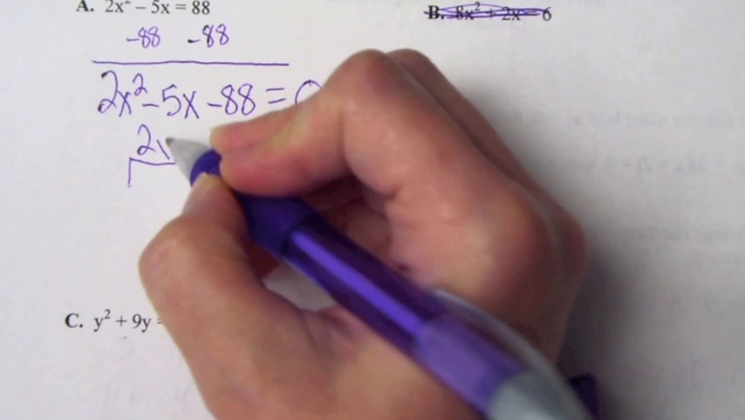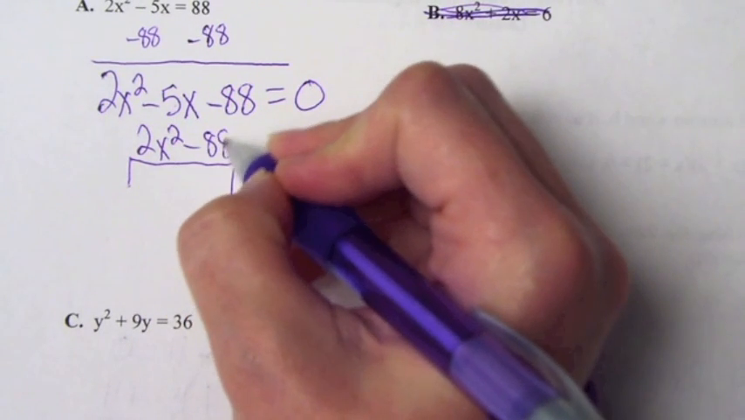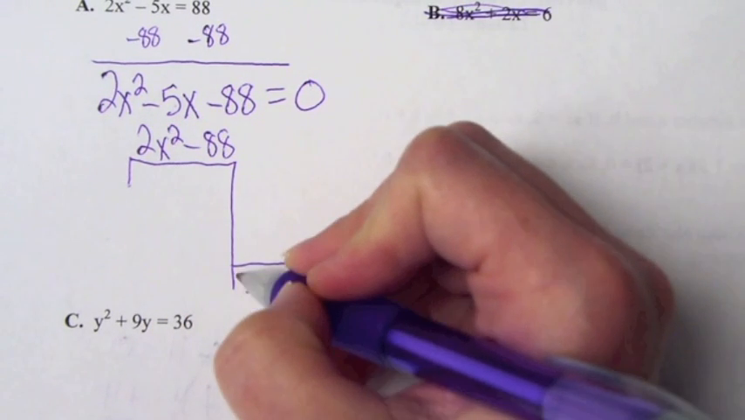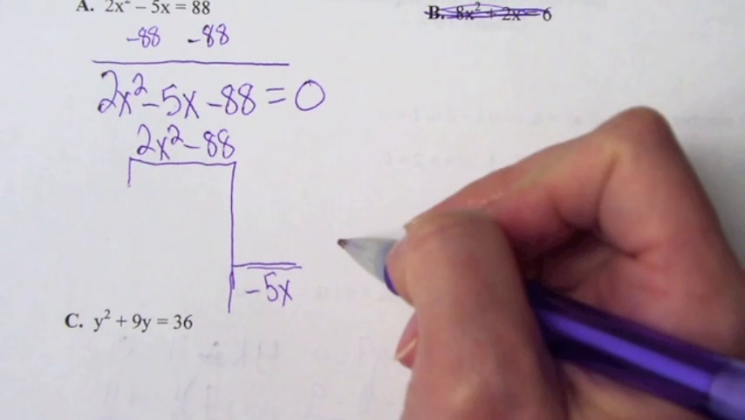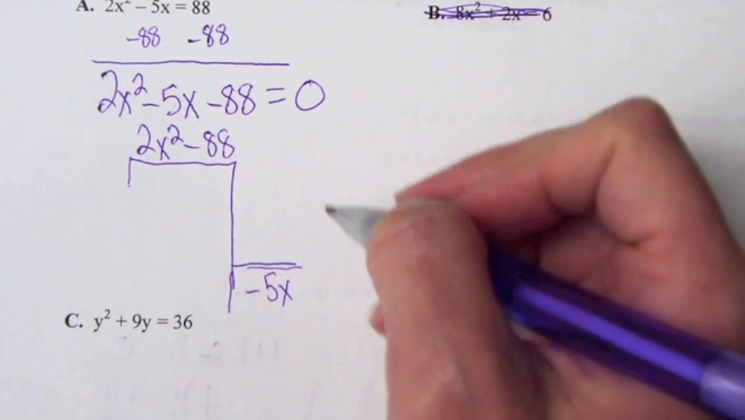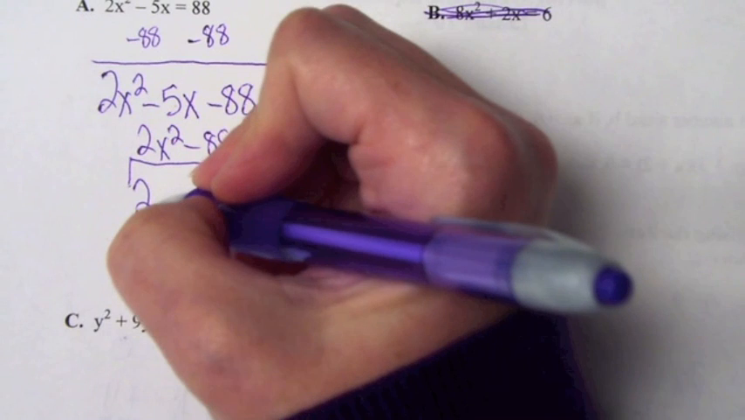Okay, we get 2x squared on top, minus 88, and then minus 5x down here. Now the 2x squared, there's only one way to break that down. We got 2x and x.